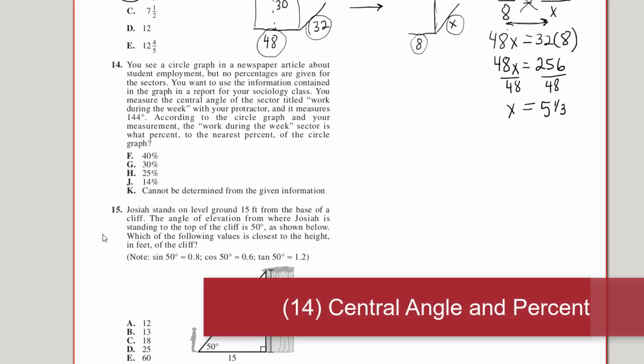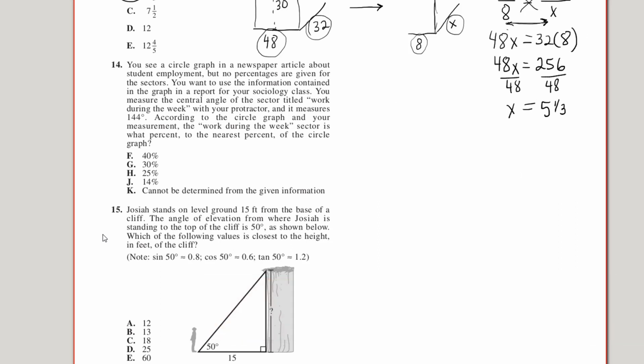Let's take a look at question 14. It says you see a circle graph in a newspaper article about student employment. No percentages are given for the sectors. You want to use the information contained in the graph in a report. You measure the central angle of the sector titled work during the week with your protractor, and it measures 144 degrees. According to the circle graph and your measurement, the work during the week sector is what percent to the nearest percent of the circle graph?